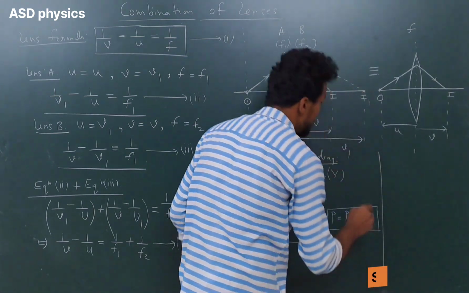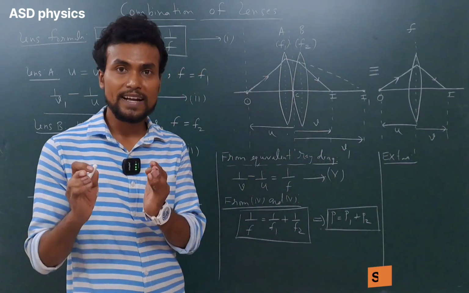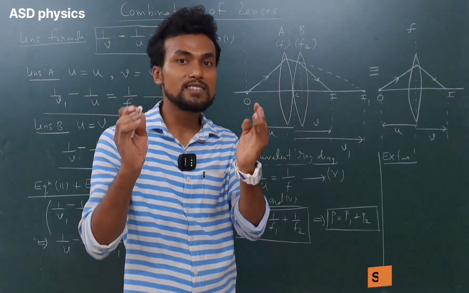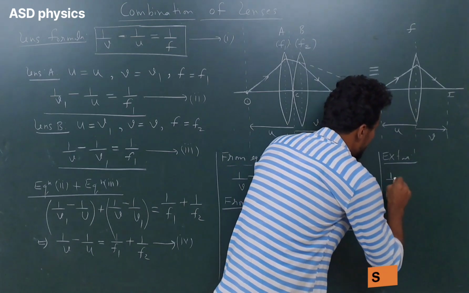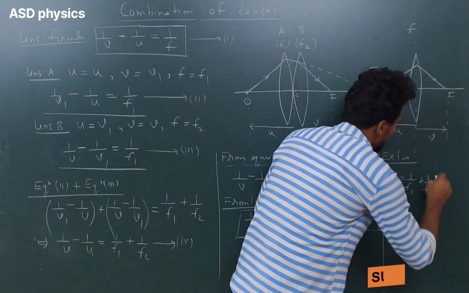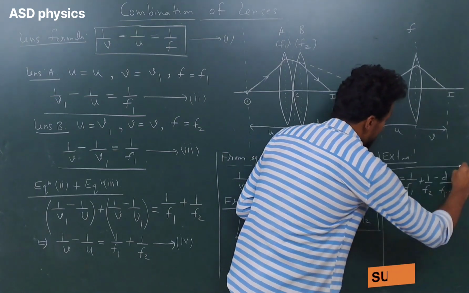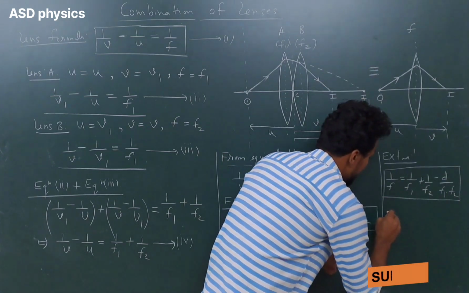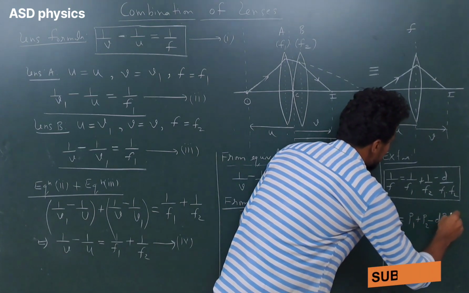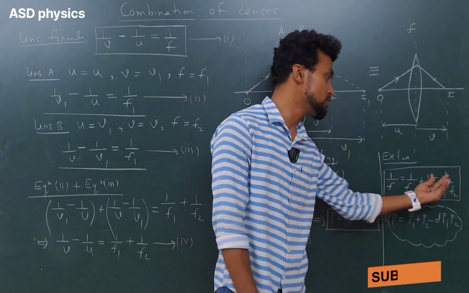One more thing to remember: normally, when a question is given and nothing is mentioned, it means the lenses are in contact. But if the lenses are not in contact and the distance between the two lenses is D, remember one more formula: 1 by F equal to 1 by F1 plus 1 by F2 minus D by F1 F2, where D is the distance between the two lenses. In terms of power, P equal to P1 plus P2 minus D P1 P2.